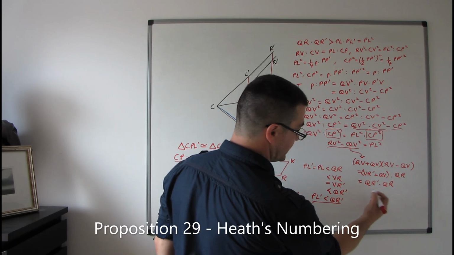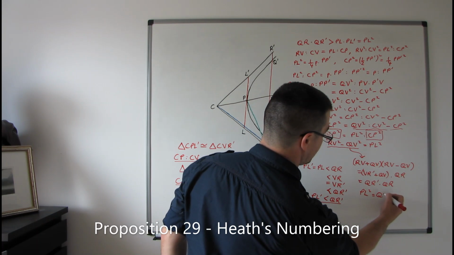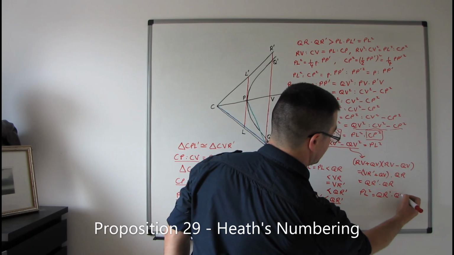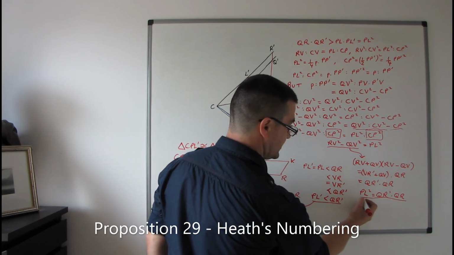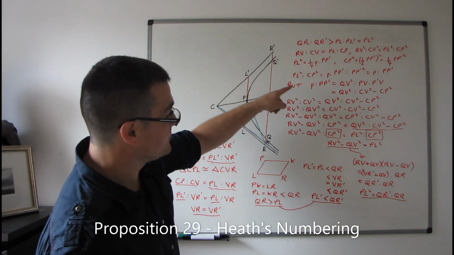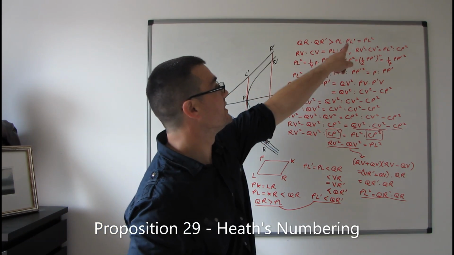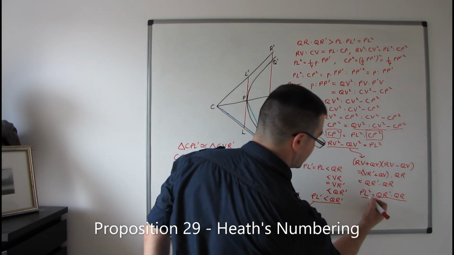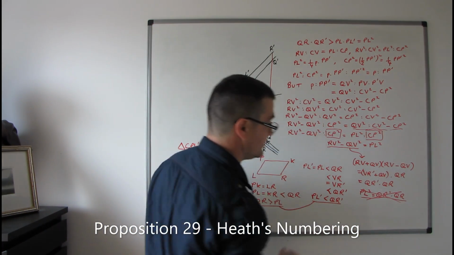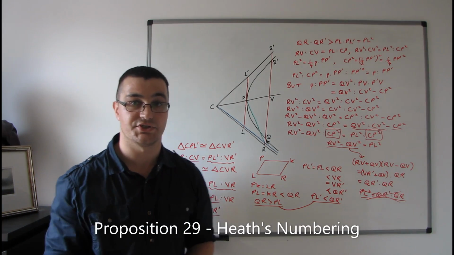So what do we conclude from this? Therefore, PL squared is equal to QR primed times QR. And this is our contradiction, because we've already shown that QR times QR primed has to be greater than PL squared up here. So that is our contradiction right there, and that proves the proposition.